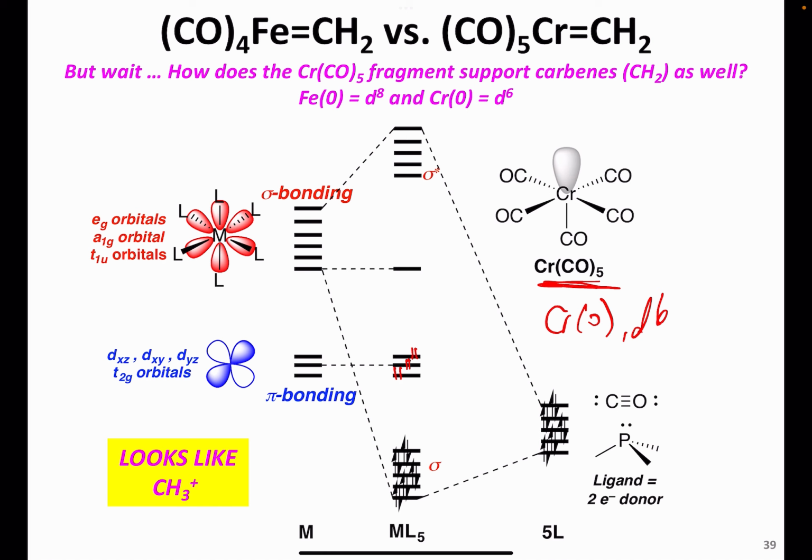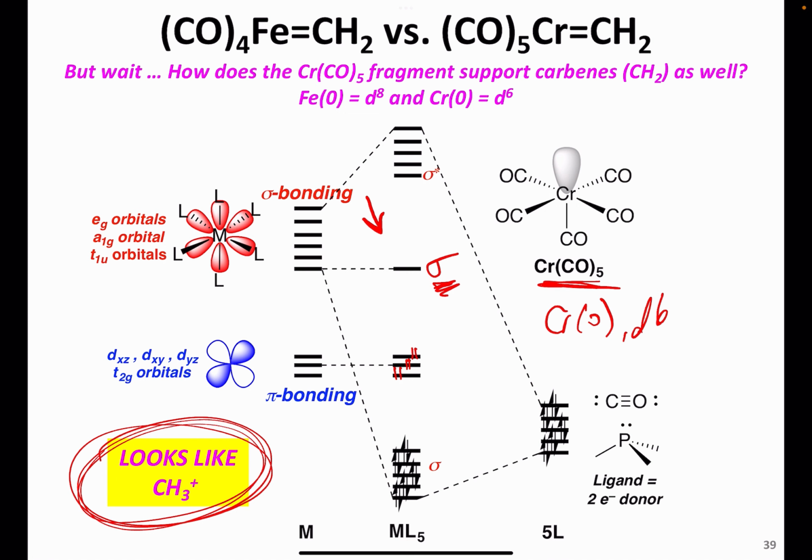And so this really looks like CH3+. Remember that the ML5 d7 fragment had a singly occupied sigma orbital. There was one electron in this sigma type orbital. However, now that we have a d6 system, there's not an electron there. And so it starts to really look like CH3+. And so that's a little bit weird. If it looks like CH3+, how is it supporting carbenes?